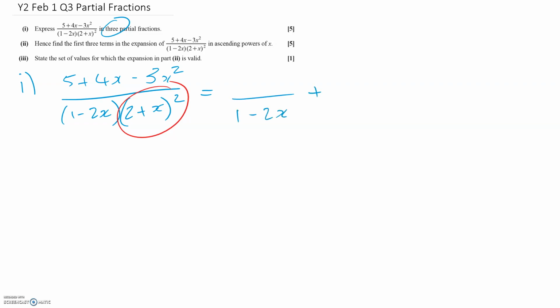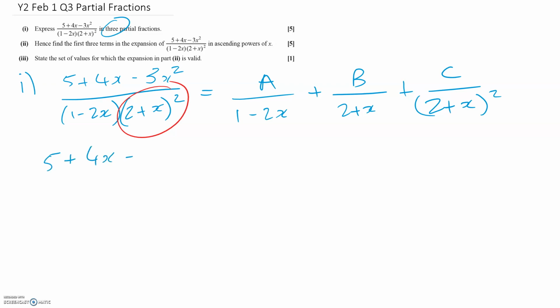So what I mean is you would need to put a 2 plus x here and then a 2 plus x squared. So it's important you remember what to do when you have a repeated factor like that. If we call that A, that B, and that's C, then the numerator 5 plus 4x minus 3x squared is going to equal A.